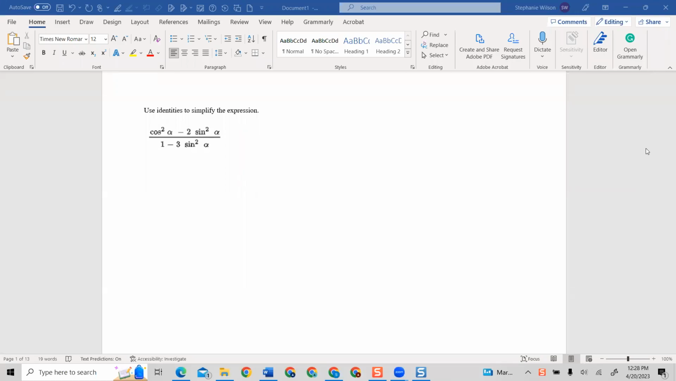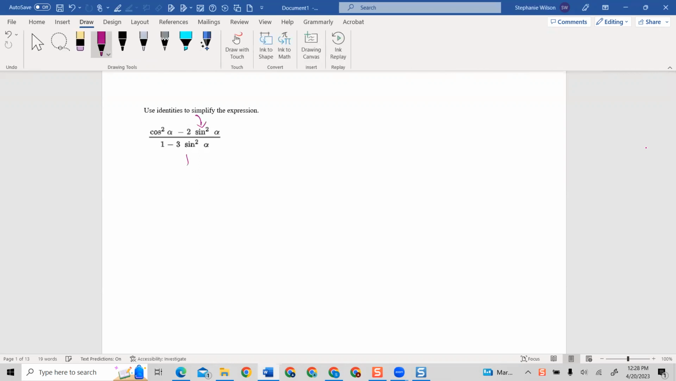Let's review double angle and half angle identities. On this first example, it says use the identities to simplify the expression. If you look at this expression, you'll notice that it has sine and sine, but only one cosine, and they're all squared. I could do either, but since I already have two sines and only one cosine, let's convert the cosine to sine.